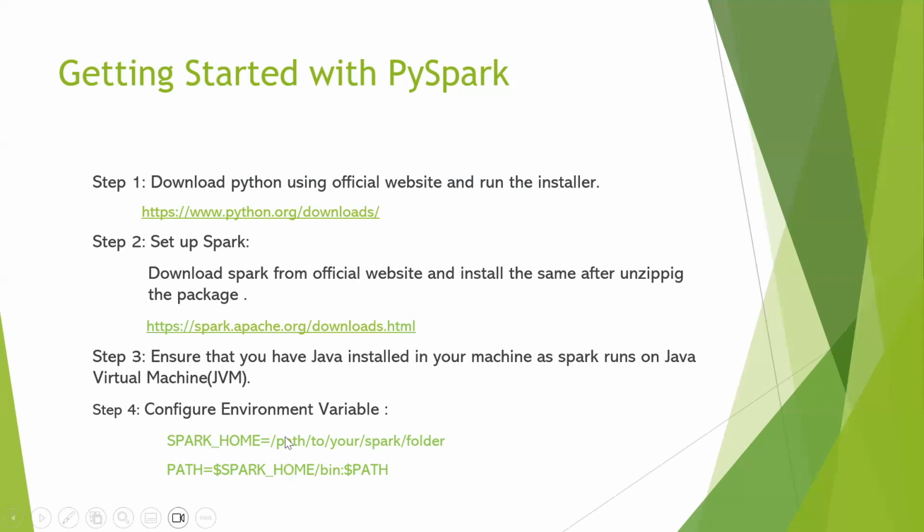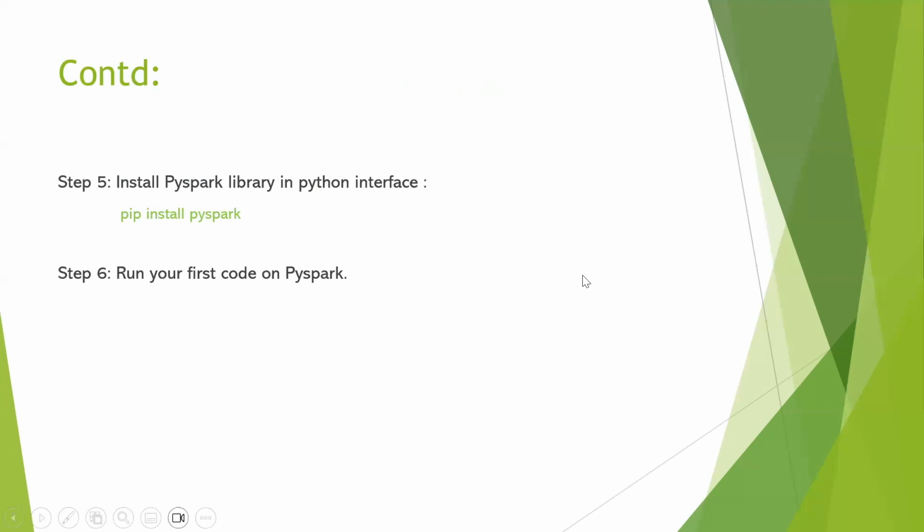Now you have to configure the environment variable. For Spark, you have to set the path of your Spark so that Python can understand where Spark is located. Next, you have to install the PySpark library in your Python interface. Maybe you are using Jupyter Notebook or PyCharm, whatever you are using, you have to install the PySpark library by using a simple command, pip install pyspark. After that, you can run your code on PySpark. So I can just quickly showcase how to do that.